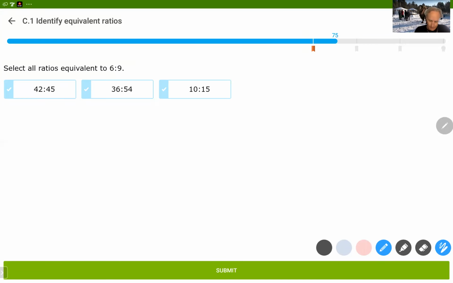6 to 9 is the same as 2 to 3. This one isn't as obvious. If you multiply by 18, you get this one. Multiply by 5, you get this one. And we multiply by 12, and you do not get this one. Let's see, 2 times 21, and 3 times 21 is not 45, so that's good to go.